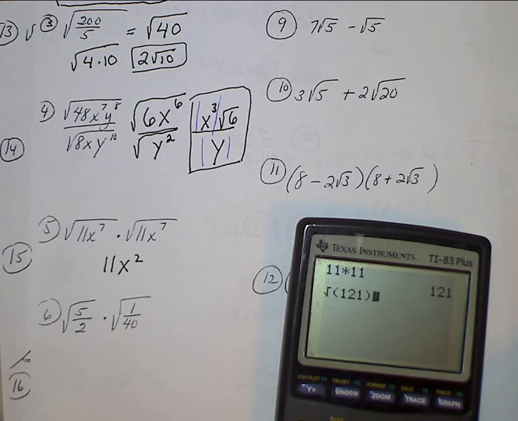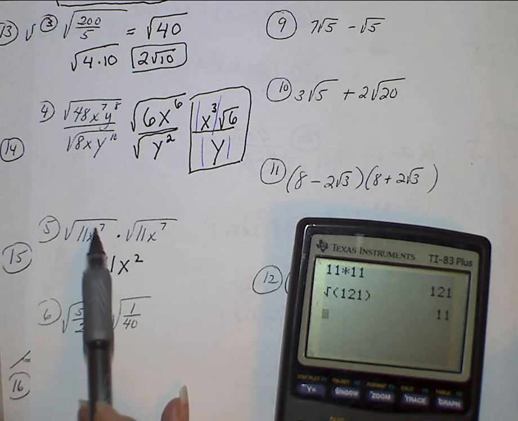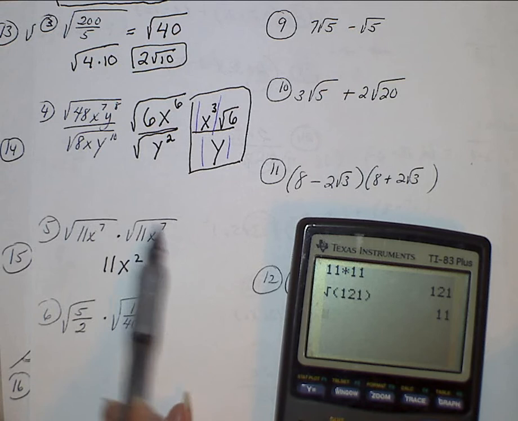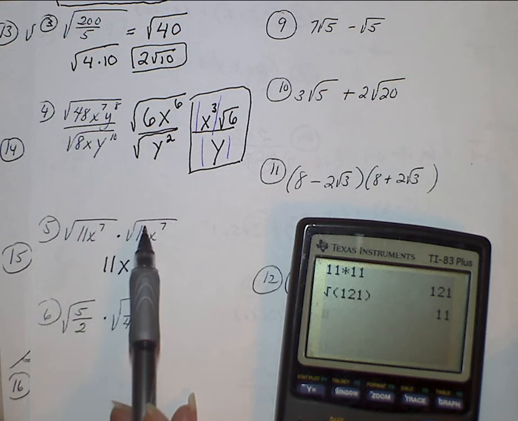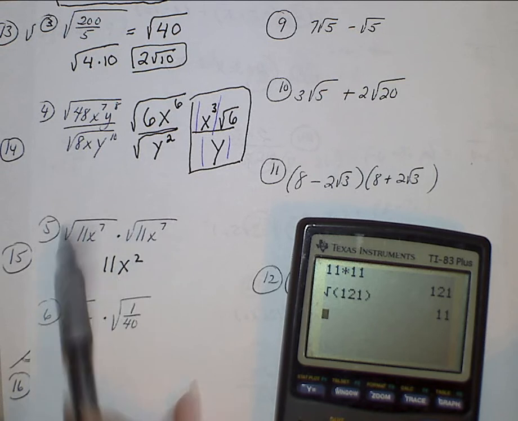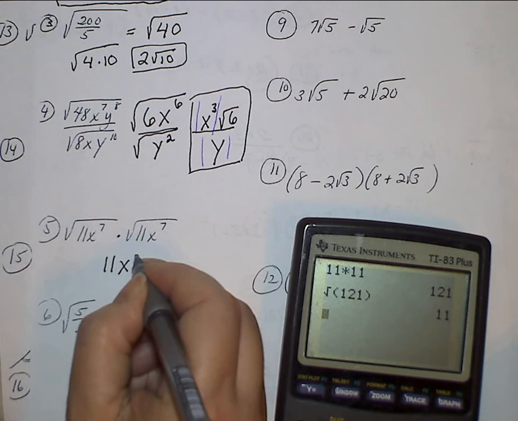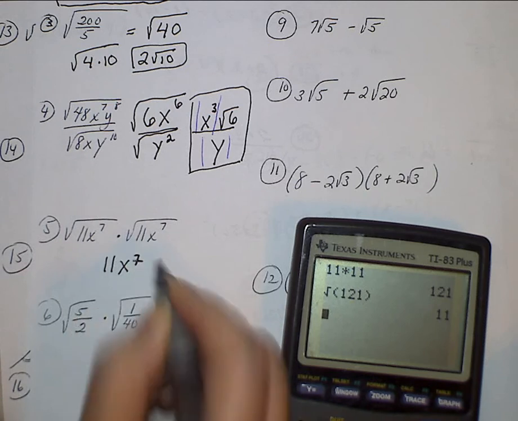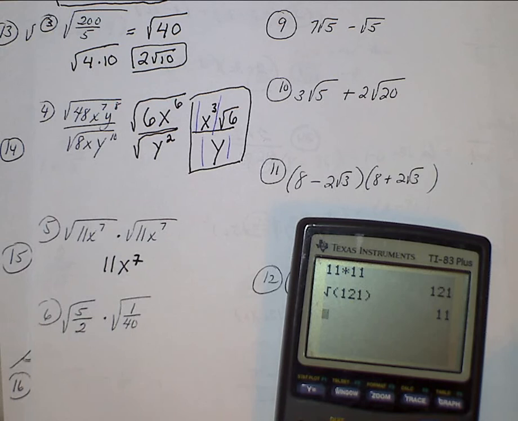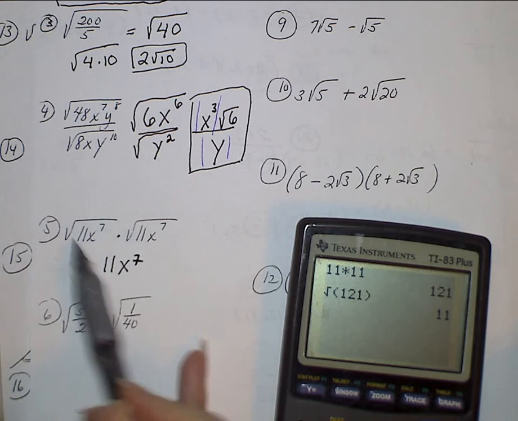Is 11. And then x to the 7th times x to the 7th is x to the 14th. And then how many come out? And I messed up on that. That should be a 7. I don't know why I put a 2. But x to the 7, because it's the same thing.